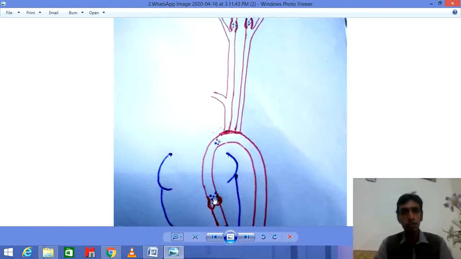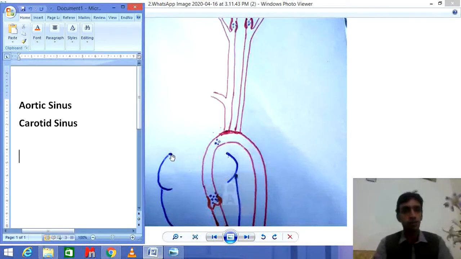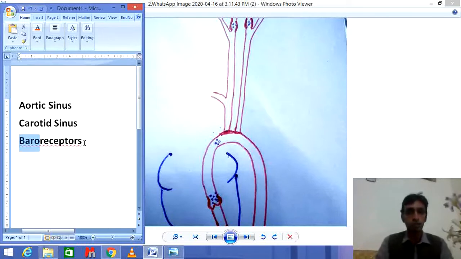These are baroreceptors. The baroreceptors are present on the aortic wall, on the aortic sinus, on the aortic arch and on the carotid sinus. Baro means pressure and receptor means receptor. You will learn about receptors in pharmacology, and I have already explained the receptor.